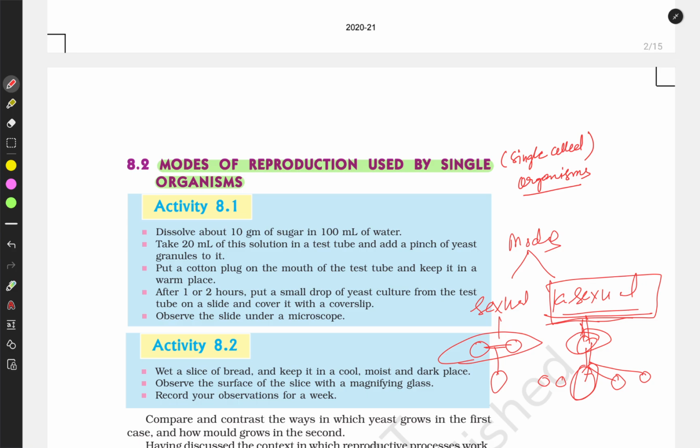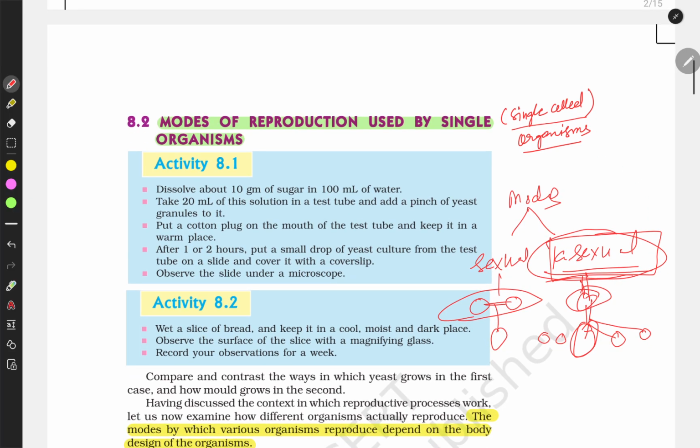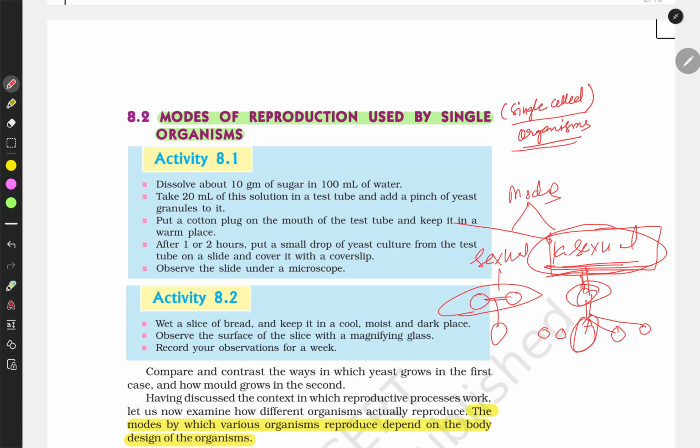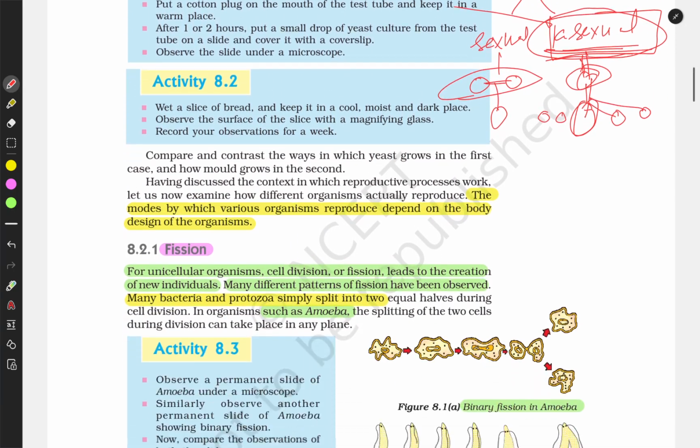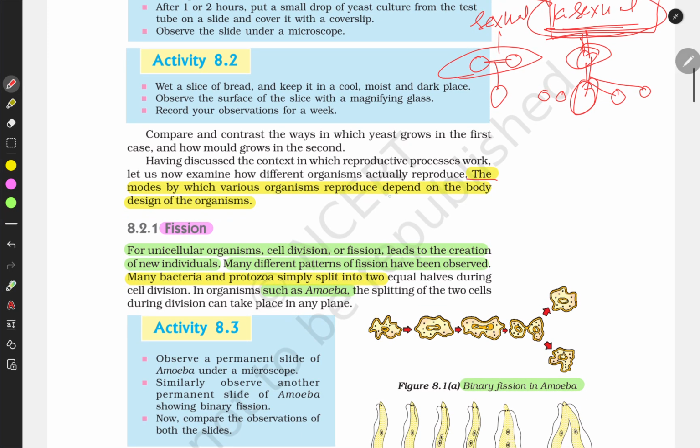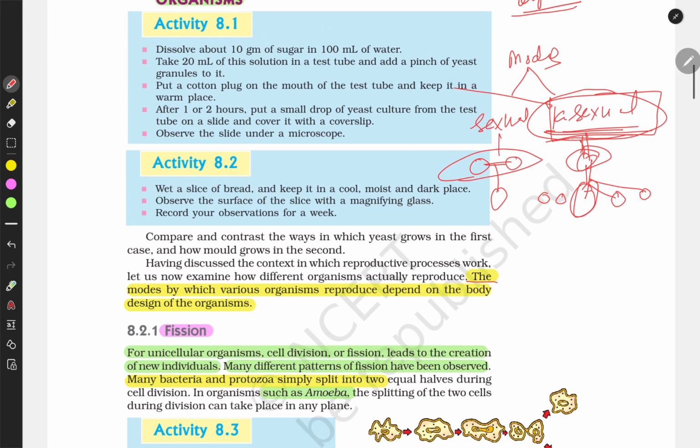So we are going to start with asexual reproduction, or we can say asexual reproduction is performed by mostly single celled organisms, and others also, but mostly single. So we have multiple parts for asexual reproduction. We also discuss these multiple forms of reproducing asexually.